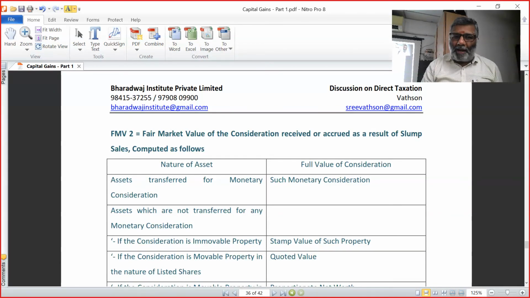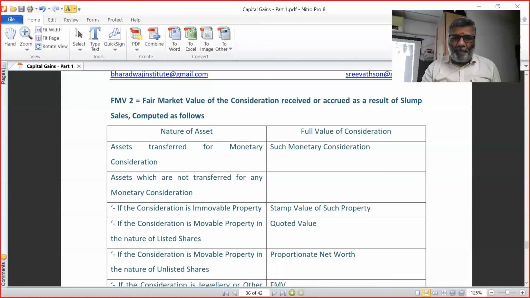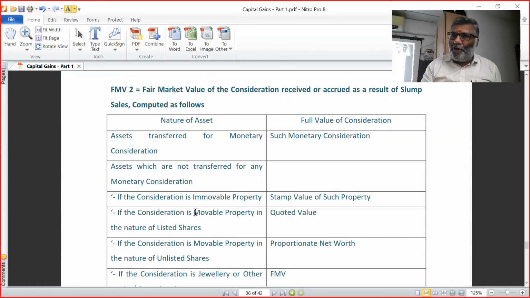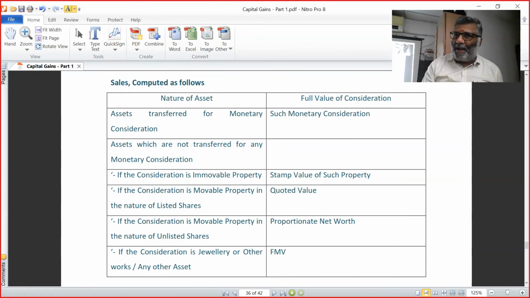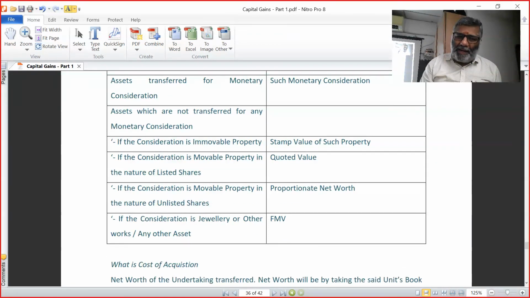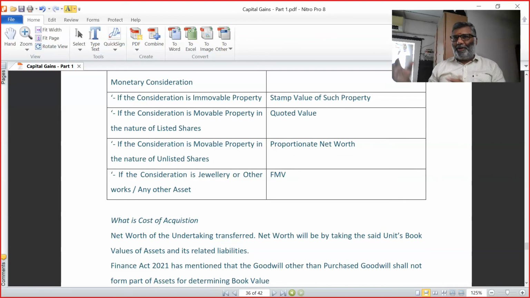FMV2 is the fair market value of the consideration received or accrued as a result of the slump sale. Assets transferred for monetary consideration, take the monetary value. For assets not transferred for monetary consideration: if the consideration is immovable property, stamp value of the property; if quoted shares, fair market value; unquoted shares, proportionate fair market value; any jewelry, work of art, etc. Okay, this is FMV1 or FMV2.